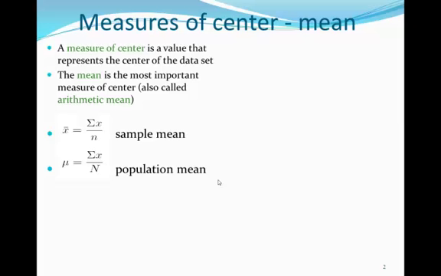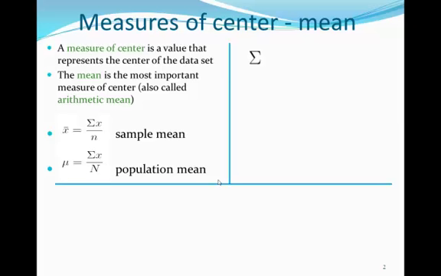Here x represents the individual data value in the sample, and n represents the sample size. For the population mean, we use mu to represent it. Population mean mu equals the summation of x over the population size N.